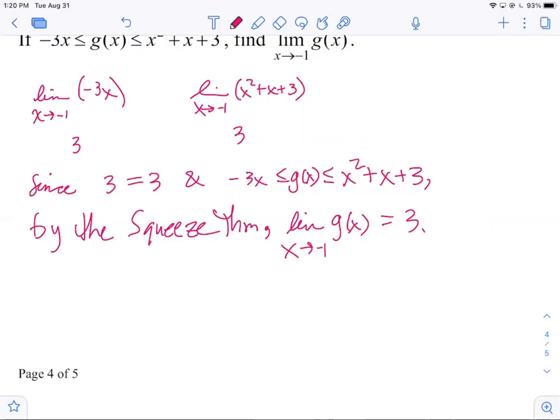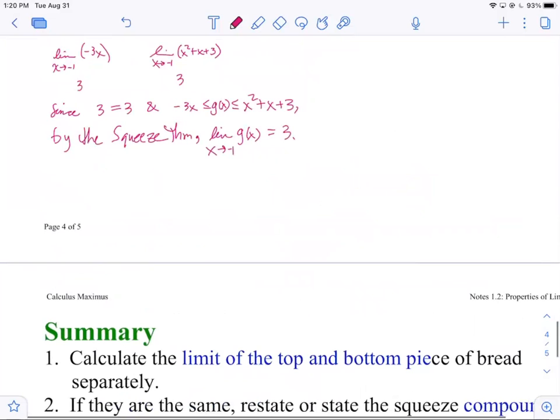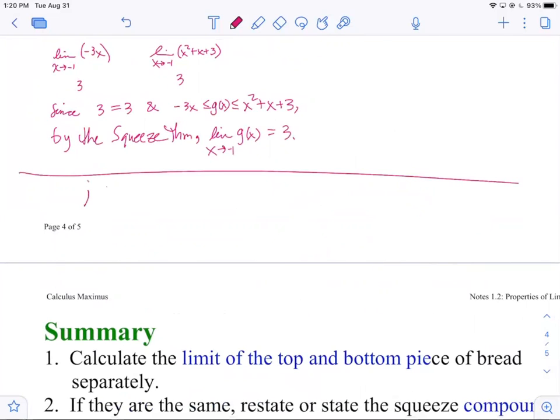So that's it. Find the limits of the top and bottom slice when they're the same, state they're the same, state the inequality, and then by the squeeze theorem, answer it. Yes, ma'am. Is this like get one that's where it's not equal on one side? Well, let's see. If they're not equal, here's what they say.